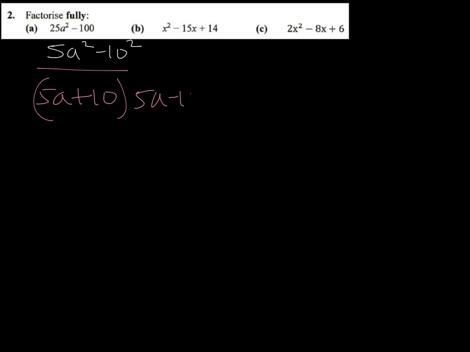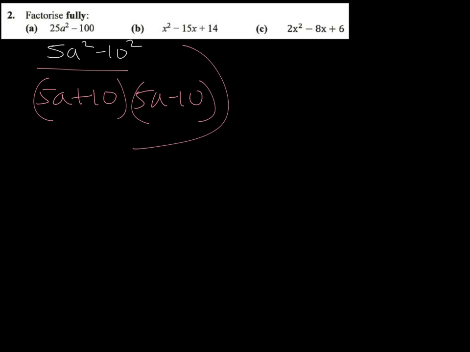Question number 2, again fairly straightforward, just requiring you to factorise these three expressions. So in the first expression, we should recognise that we could actually write this as 5a squared minus 10 squared. And what we've got here is actually the difference of two squares then. And the difference of two squares we can express as 5a plus 10 multiplied by 5a minus 10.